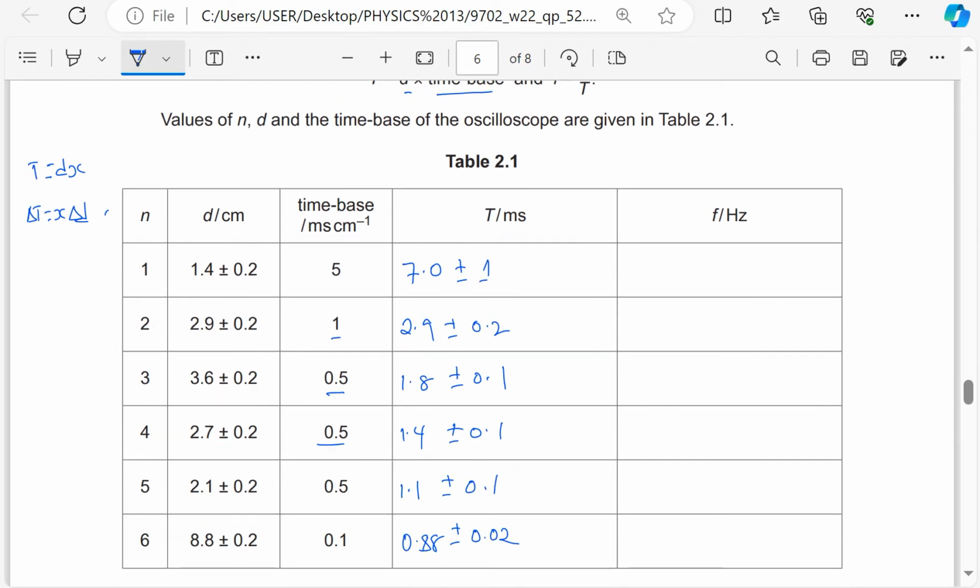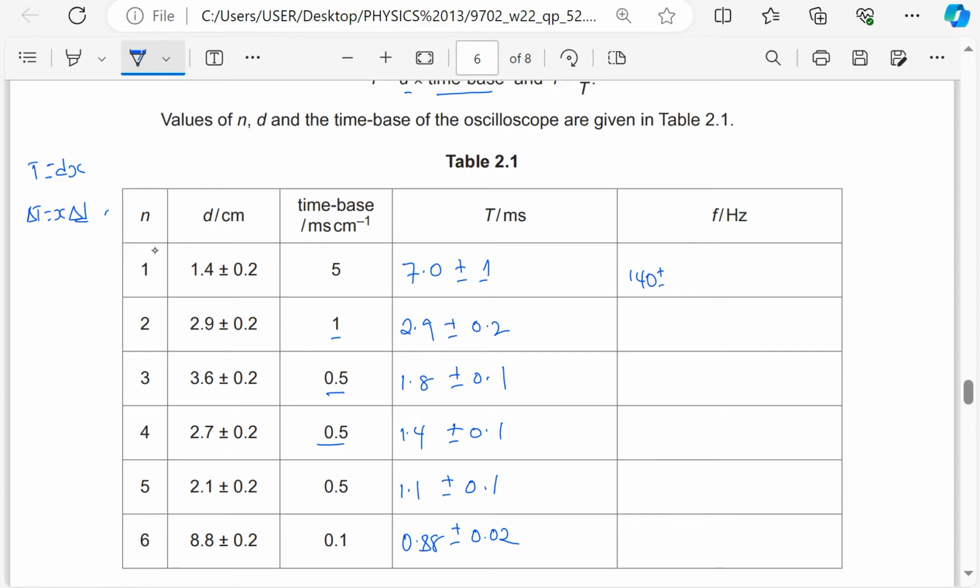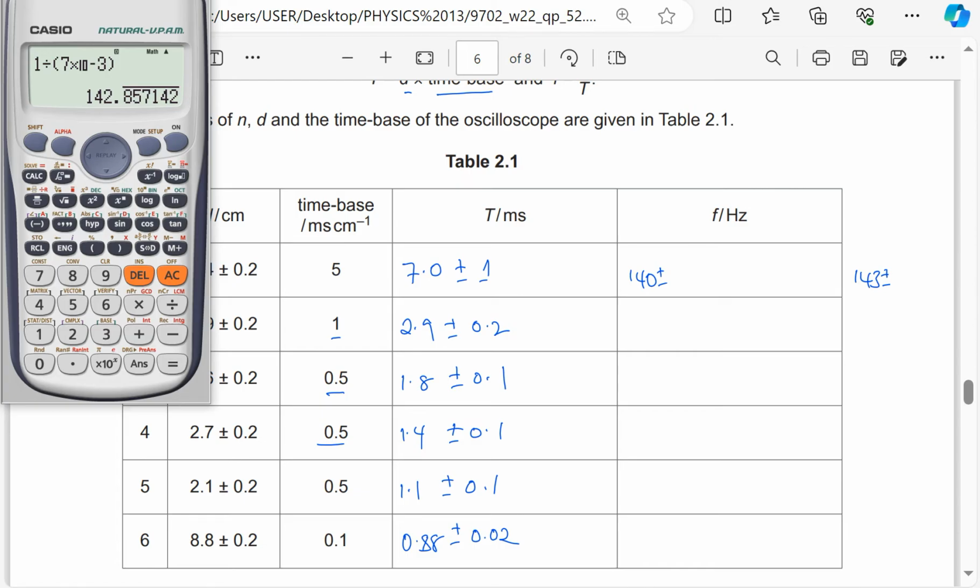For instance, the first one could be 1 divided by 7, remember this is in milliseconds, yet we want this in hertz, so I have to remove the milli. So it's 1 divided by 7 exponent minus 3. So that's 142. So I can either write 140 plus or minus, or I can write 143 plus or minus. I will put 140 or 143 if you round off to three significant figures. You can increase the number of significant figures.